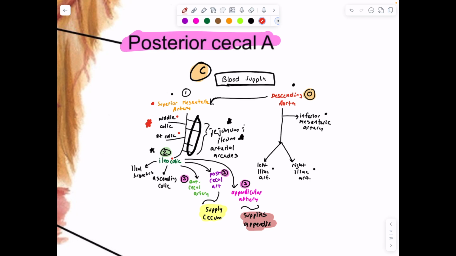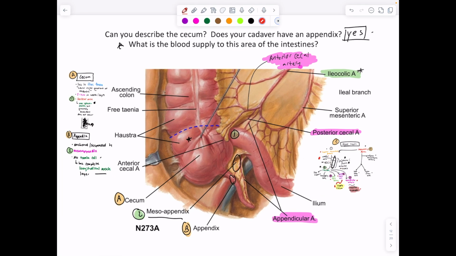And so it's this ileocolic branch that's going to give off 3 branches we care about, in particular the anterior cecal artery and posterior cecal artery. Together those supply the cecum, and then the appendicular artery, which supplies the appendix. And so you can start to see this. We have the superior mesenteric artery sort of wrapping around, finishing up. It anastomoses with its final branch, which had come off earlier, which is the ileocolic.